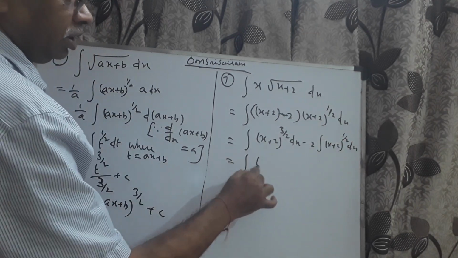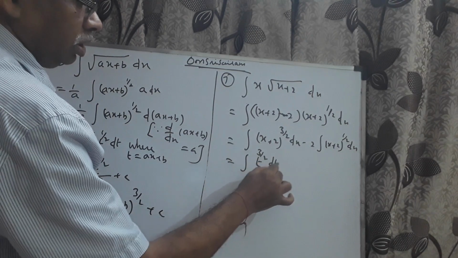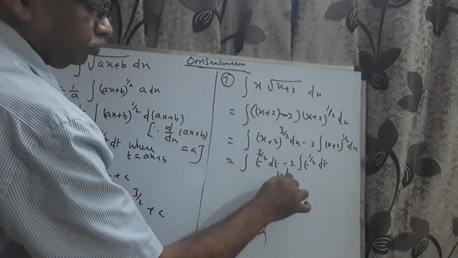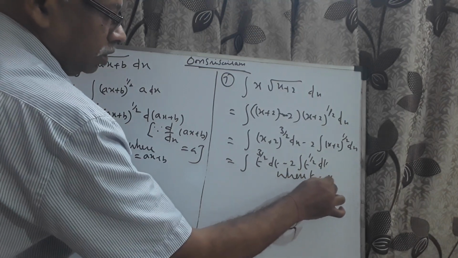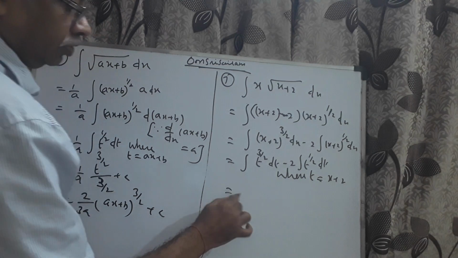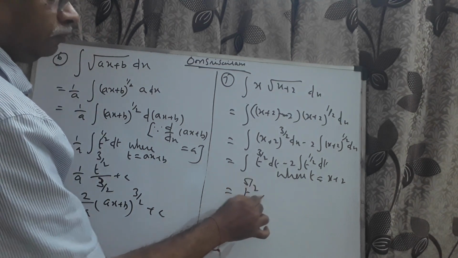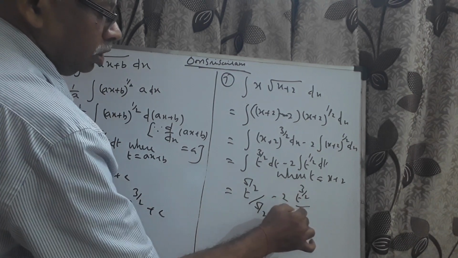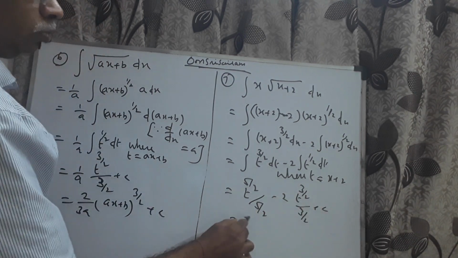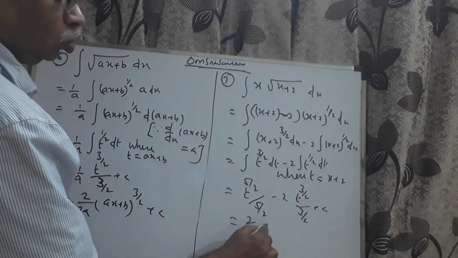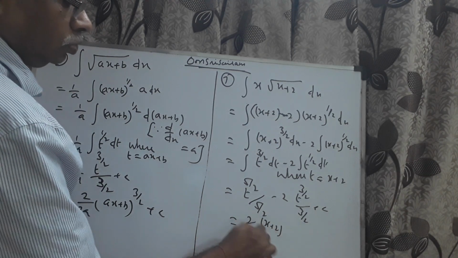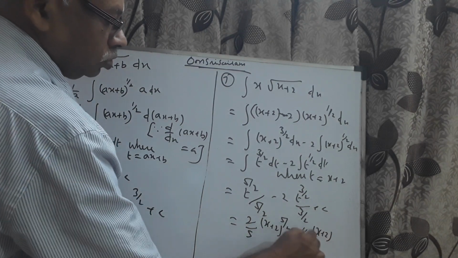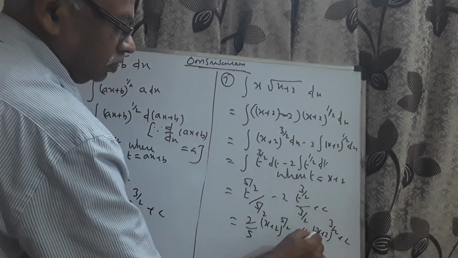Now replace this by t: integral t power 3 by 2 dt minus 2 integral t power half dt, where my t is x plus 2. Now dt and dx are both the same. Here I end up with t power 5 by 2 by 5 by 2 minus 2 into t power 3 by 2 by 3 by 2 plus c. Therefore this gets reduced finally to 2 by 5 into x plus 2 to the power 5 by 2 minus 4 by 3 x plus 2 power 3 by 2 plus c, which is the final answer.